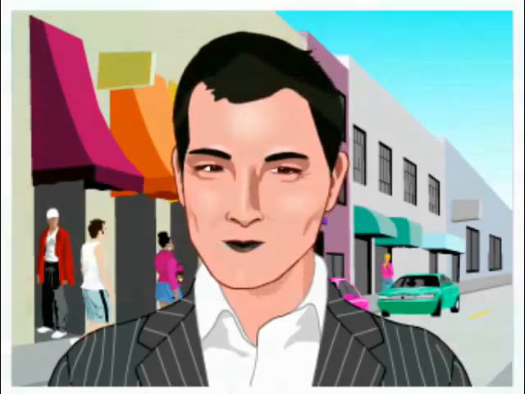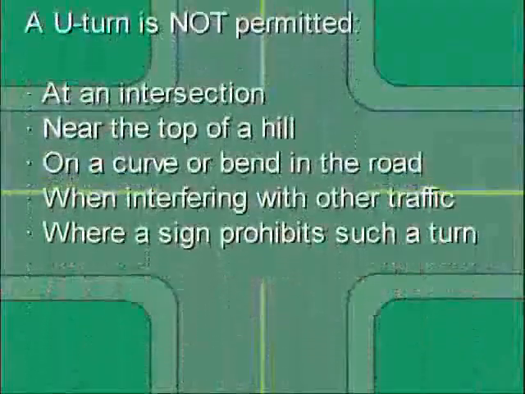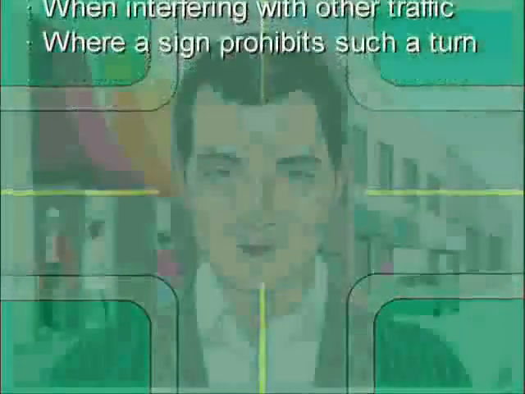A U-turn is not permitted in these conditions: at an intersection, near the top of a hill, on a curve or bend in the road, when interfering with other traffic, and where a sign prohibits such a turn.